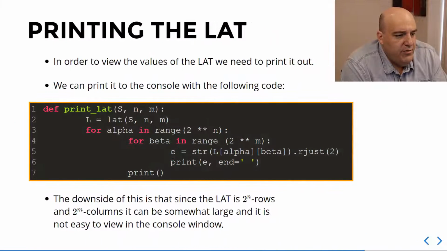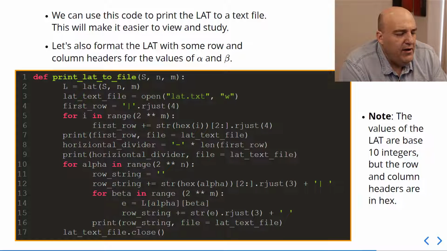Now, in order to view this, of course, we would like to print it out. We could print it to the console real easily, just using this simple code here. And for a small table, it's fine. But when it gets a little bit larger, it's pretty awkward to look at it in the console. So we would like to maybe print it to a text file to study it better. And we can do that with this code. There's nothing interesting here. It's just adding some formatting. We're going to make it so there's column headers and row headers, and those will be in hex. The alpha and beta values are the headers, and they'll be in hex. But the entries of the LAT will just be plain integers. So this code just prints the LAT to a text file with a little bit of formatting. And we'll see how that looks in a little bit.